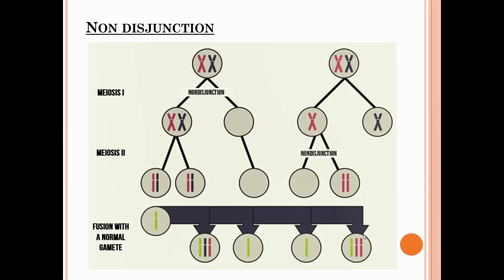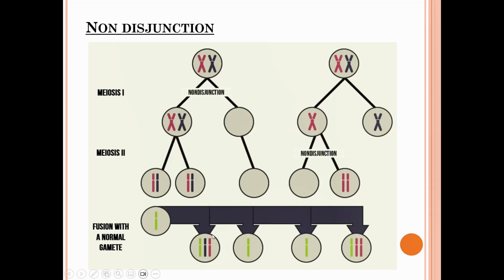Okay, so now here you see the non-disjunction. Can you see here? So one daughter cell is getting additional chromosome, but the other one is not getting at all. Here also you can see. Okay, here also you can see. So fusion with the normal gamete will happen.